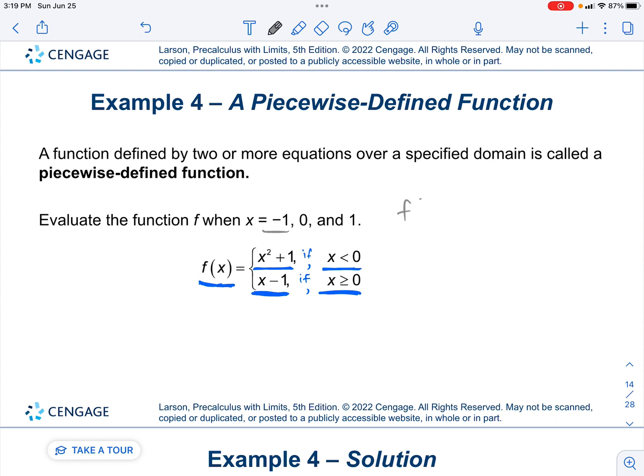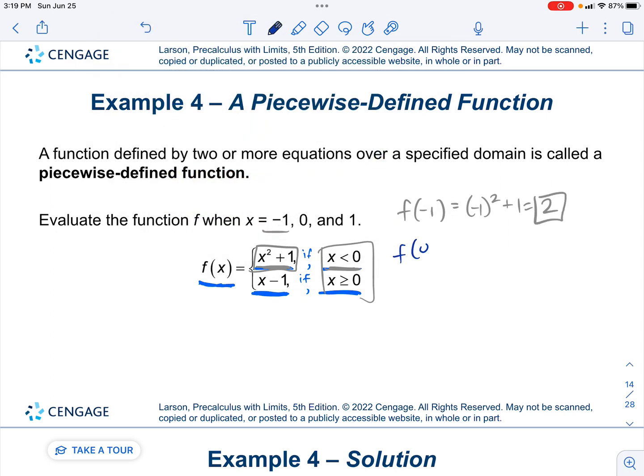First, f of negative 1. Okay, I like to start over here. Is negative 1 less than 0? Yes, it is. So I'm going to do this top one. I'm going to do x squared plus 1. So negative 1 squared plus 1, so it's 2.